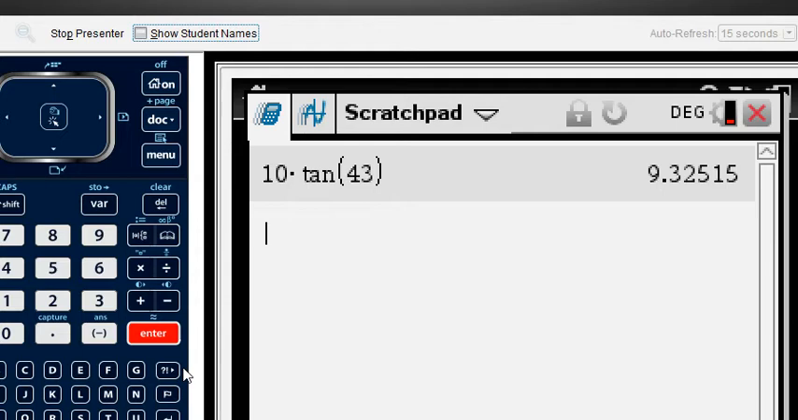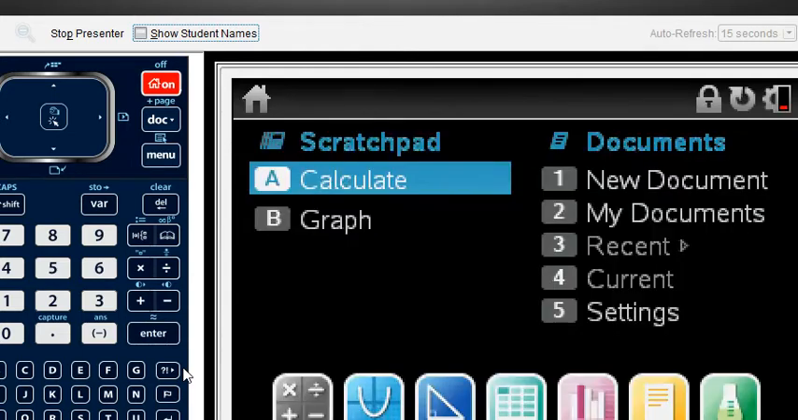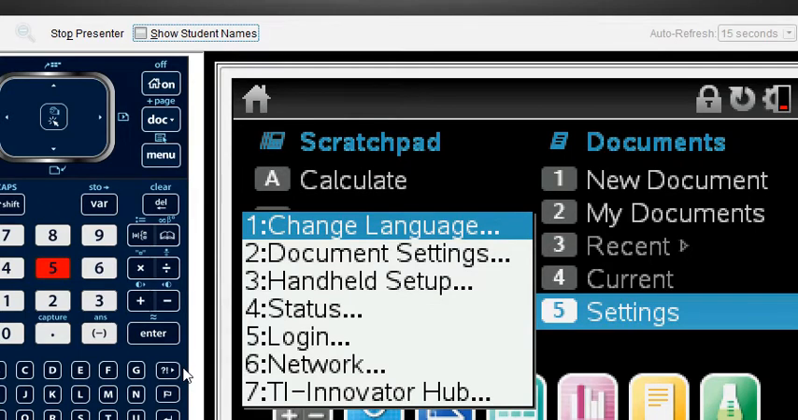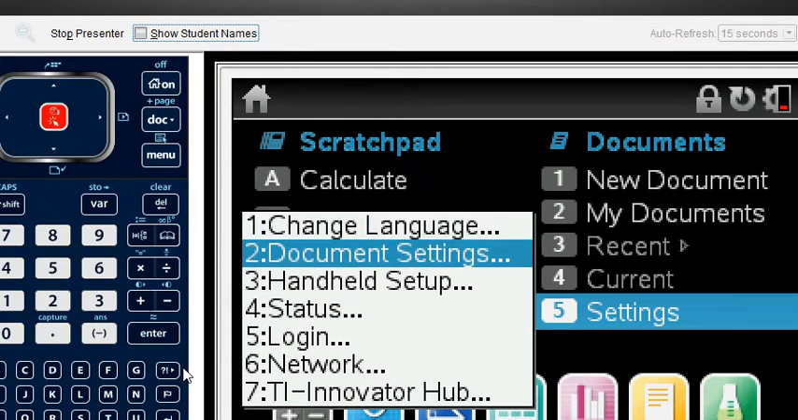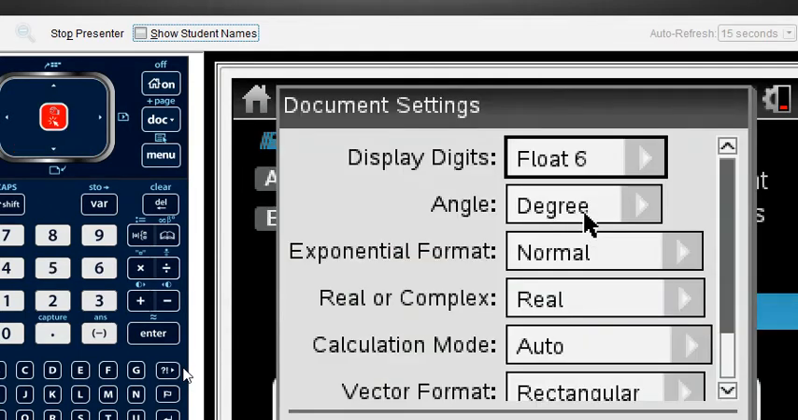So that gives us the length of x. This gives us right here. Now, if you got a different answer, we're going to go back to the home screen. We'll go to settings. We'll go to document settings. And your angles need to be in degrees, and then you need to make it the default.